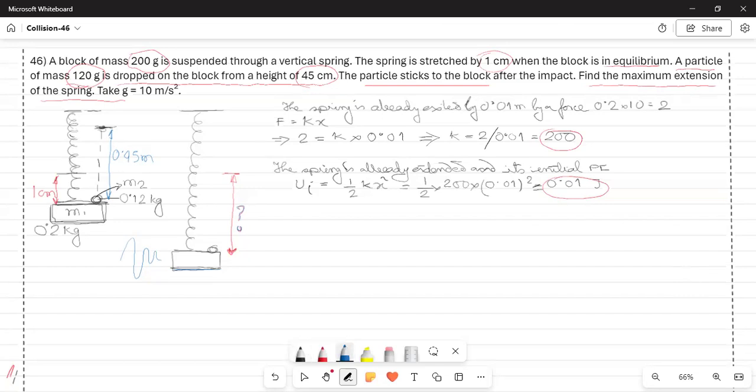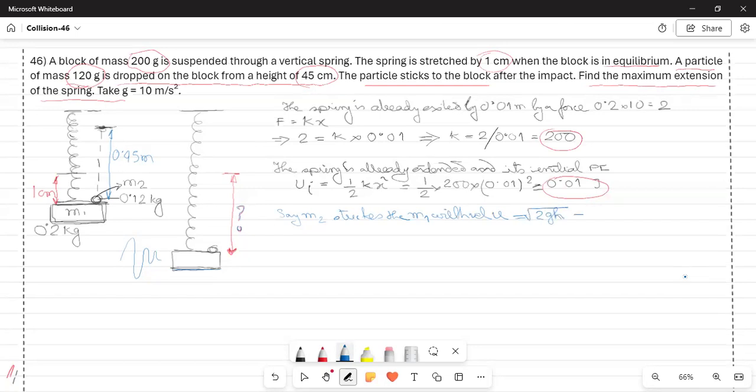Say M2 strikes M1 with velocity u. In that case, we know u is equal to under root 2gh.